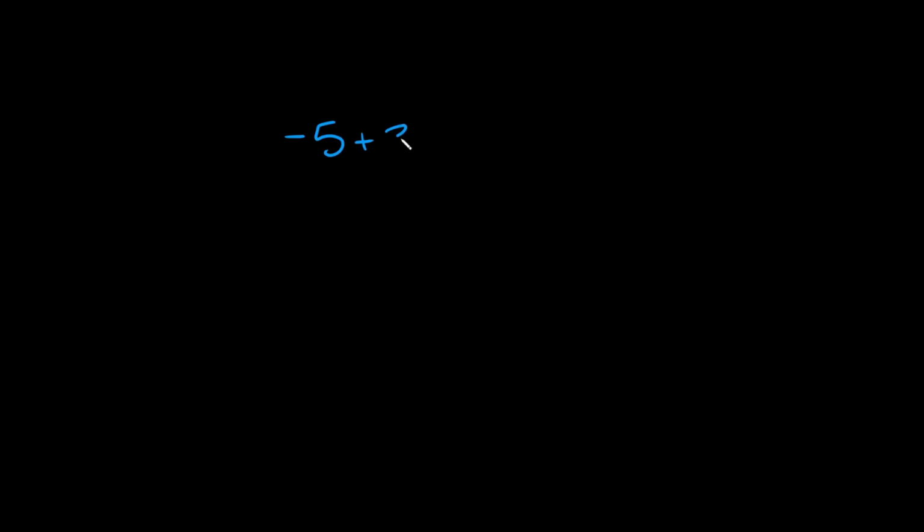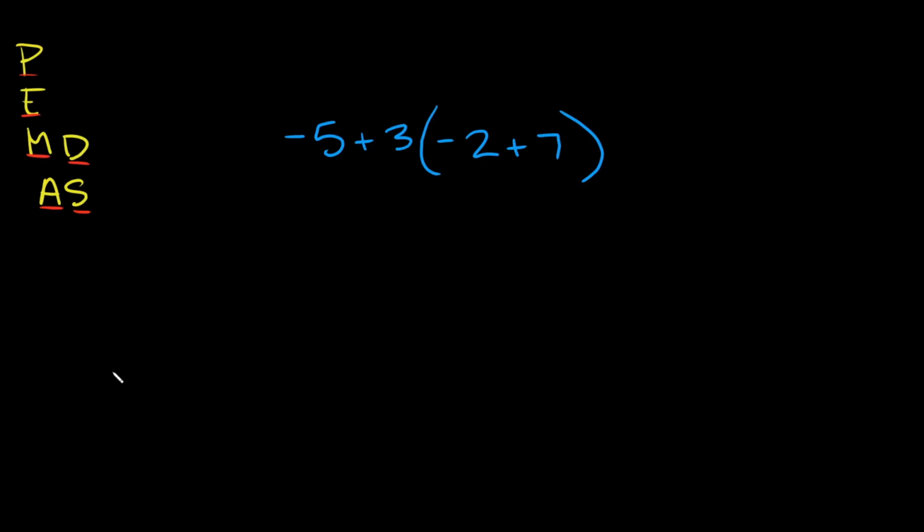-5 plus 3, and in parentheses, we're gonna put -2 plus 7. So, how would you simplify this bad boy right here? Well, in case you don't remember what the order of operations is, I'll put it right here. An easy acronym to remember for this is PEMDAS. P-E-M-D-A-S, PEMDAS. Now, what does PEMDAS stand for? Parentheses, exponents, multiplication or division, and then addition or subtraction.